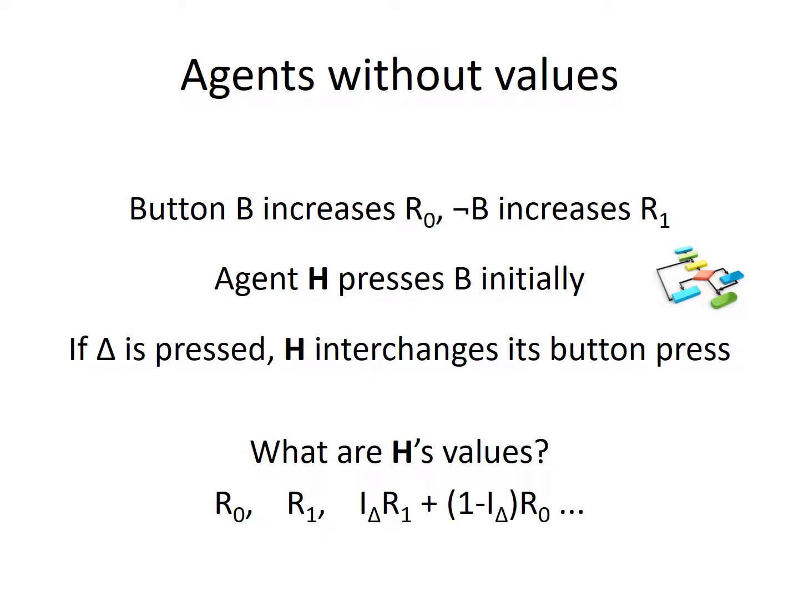It could be an R1 maximizer who is liberated by delta to focus on what it really wants, or it could have a more complicated mixed value system, that it wants to maximize R1 if delta is pressed and maximize R0 otherwise. But all of these values are assignments that we make to the agent, because the agent, it's clear what it is, it's clear what it does. And nowhere do any of these expressions actually appear internally.